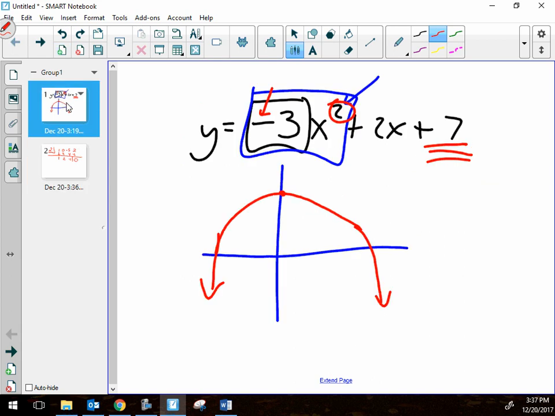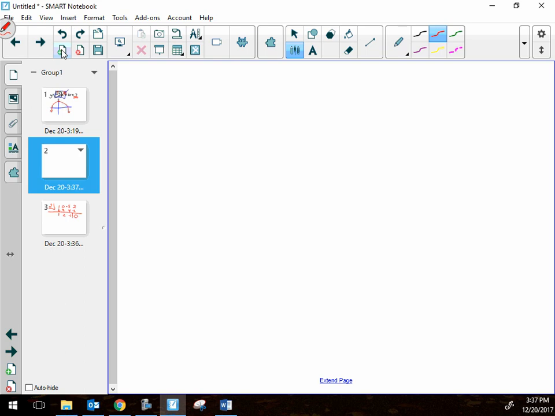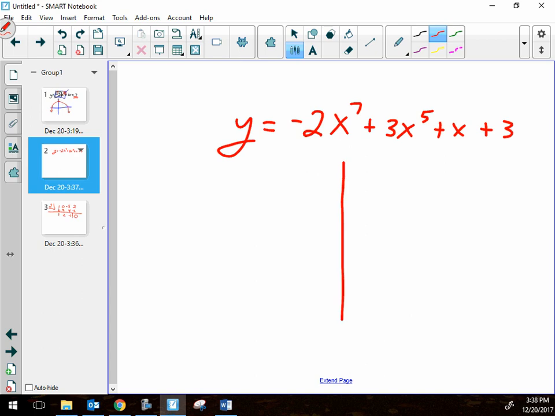All right, so back to day 1 of it was kind of like this. Let's practice that. I'd like you to try one. So I'm going to have a pause here in a moment where I want you to give this a shot. So let's say I had y equals negative 2x to the 7th plus 3x to the 5th plus x plus 3. I'd like you to sketch mostly just how that begins and how it ends. I'll pause for a second while you give that a try.